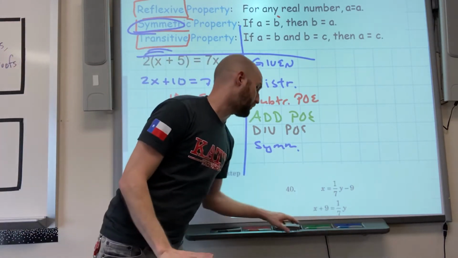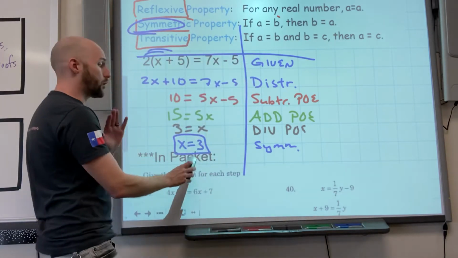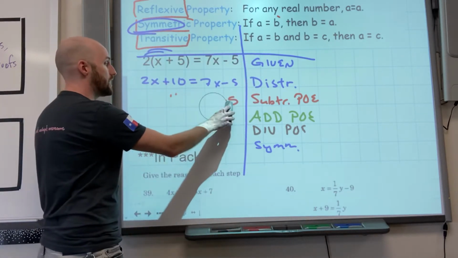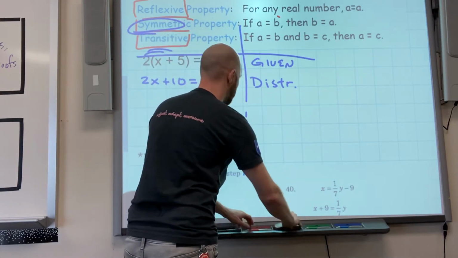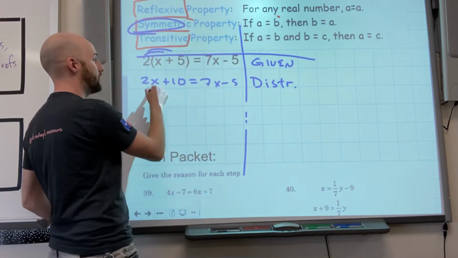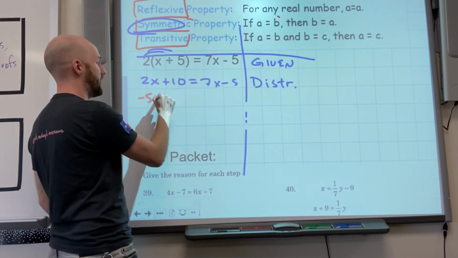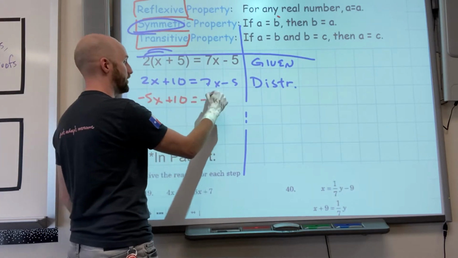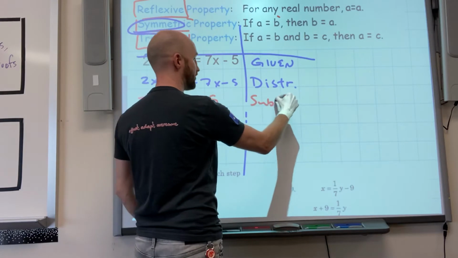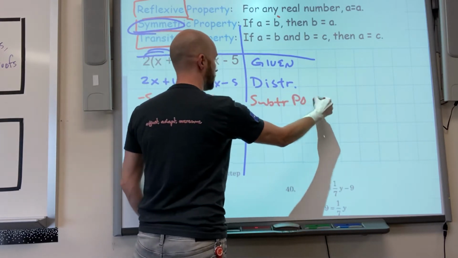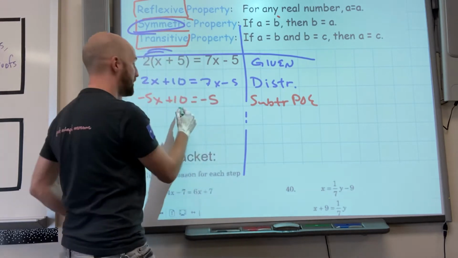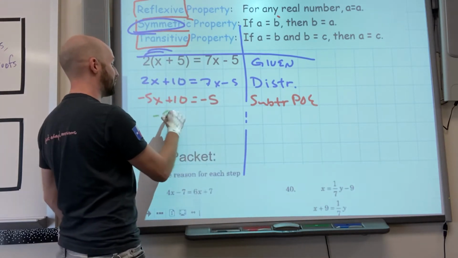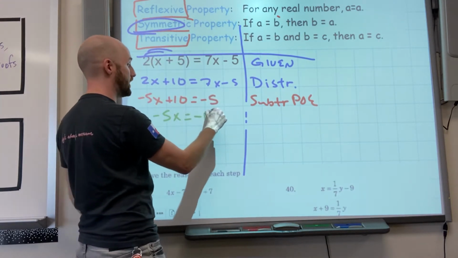Now, you don't have to rewrite this, but I want to give you a quick example. If a different student took this exact same problem, but chose to subtract their 7x this way, they got negative 5x plus 10 equals negative 5. They would still write subtraction POE because they did move it to the side by subtracting. This next time they're going to subtract 10 this way and get negative 5x equals negative 15.